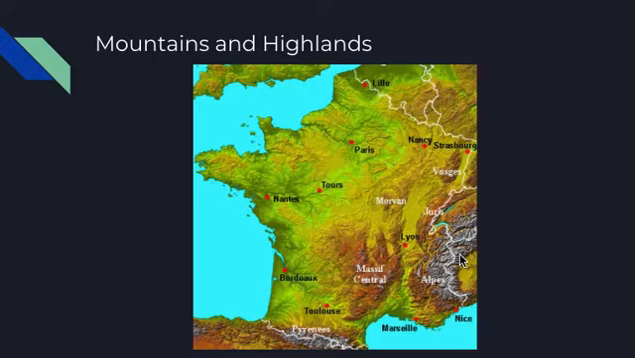Then these mountains were further shaped by glaciers. The Alps extend about 750 miles along the southeastern border of France through Switzerland, Austria, and Germany. The Alps are much larger and higher than the Pyrenees. The tallest mountain in the Alps is Mont Blanc at 15,771 feet.